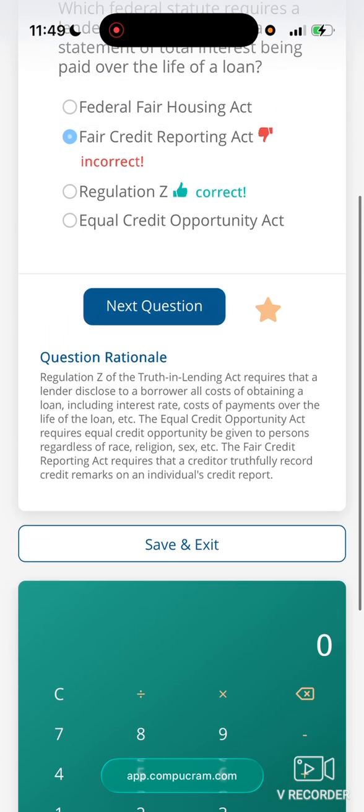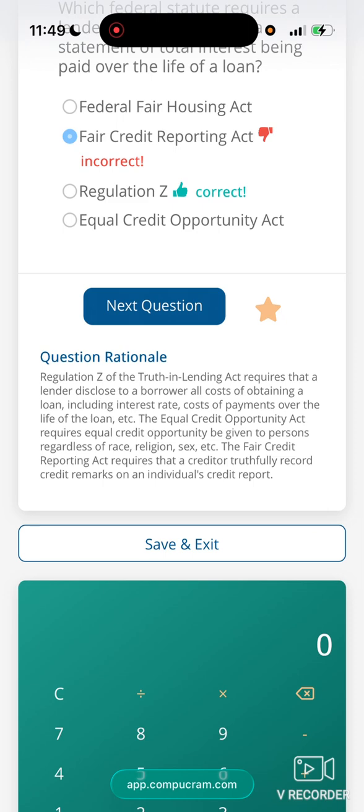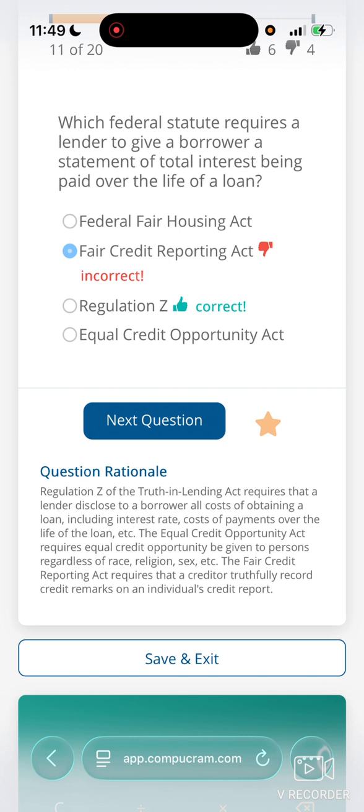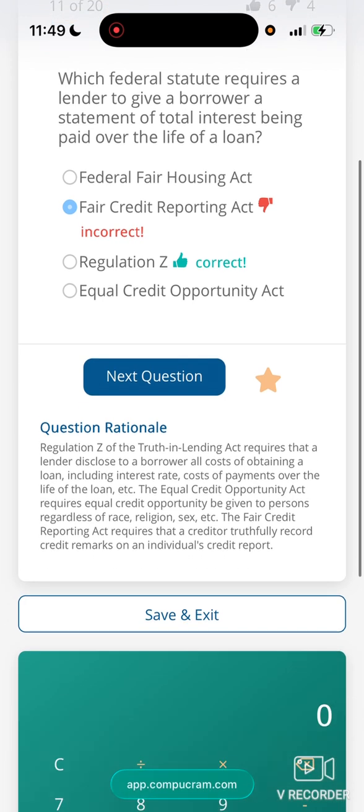Neither. Regulation Z is very important too. Regulation Z of the Truth in Lending Act. That's what I was looking for. I was looking for something that was in the Truth in Lending Act. So Regulation Z is in the Truth in Lending Act. It requires that a lender discloses to a borrower all costs of obtaining a loan, including the interest rate, cost of payments over the life of the loan, etc.